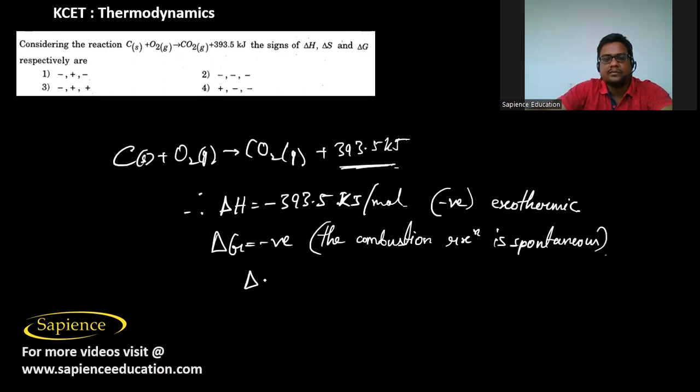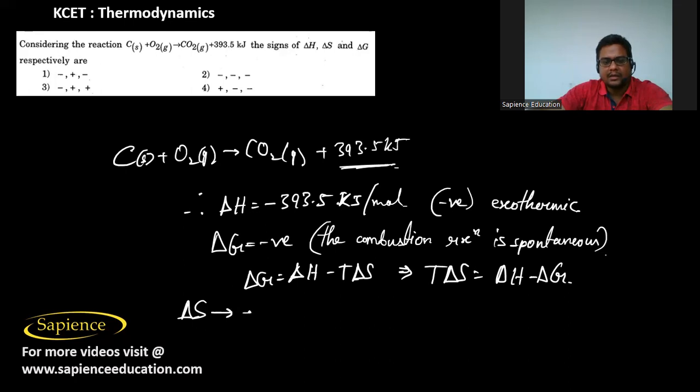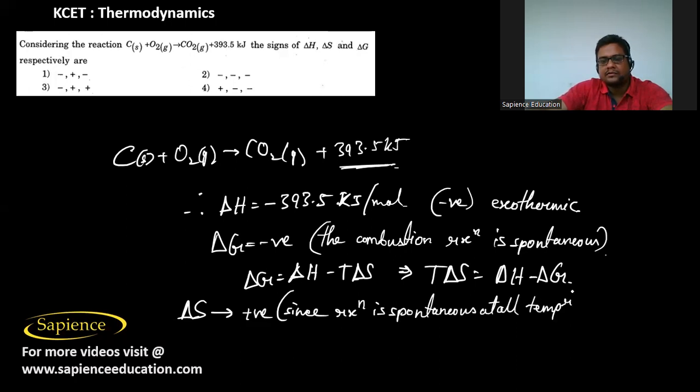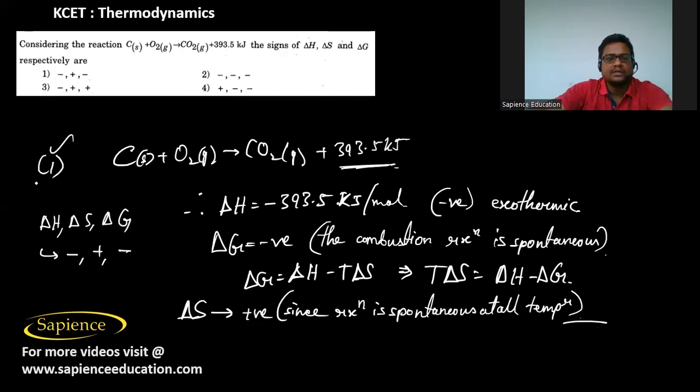And as we know, delta G equals delta H minus T delta S. So T delta S will be equal to delta H minus delta G. Now delta H is negative and delta G is also negative. So if delta G should be negative at all temperatures, then delta S should be positive, since this combustion reaction is spontaneous at all temperatures. So the signs of delta H, delta S and delta G should be negative, positive, and negative. So option 1 is the correct answer.